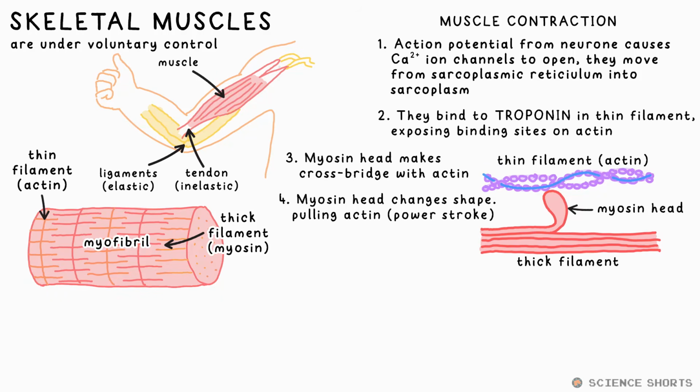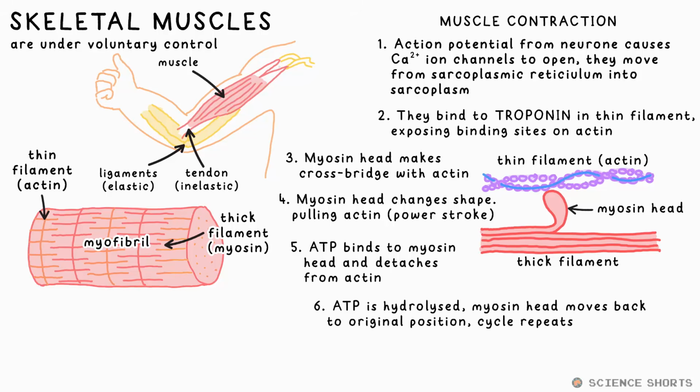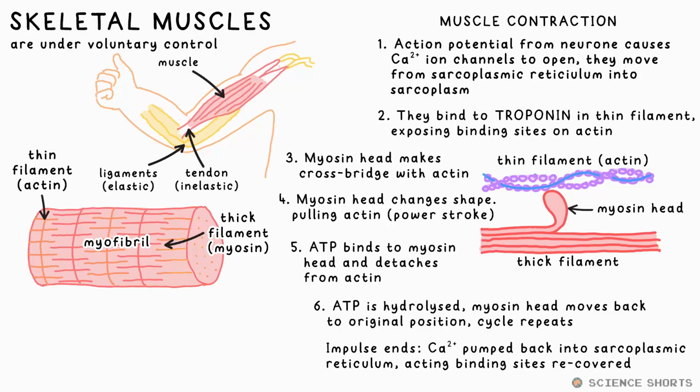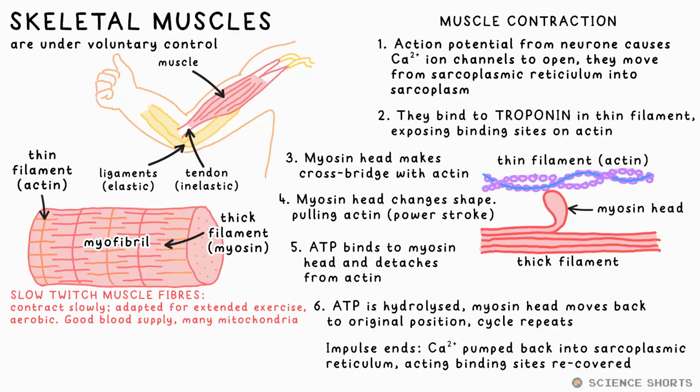The myosin head then changes shape, pulling the actin. This is the power stroke. A molecule of ATP binds to the myosin head and it detaches from the actin filament. The ATP is hydrolyzed, moving the myosin head back to its original position, and the cycle repeats. When the nervous impulse ends, calcium ions are pumped back into the sarcoplasmic reticulum and the actin binding sites are covered so no longer exposed. The muscle has relaxed.